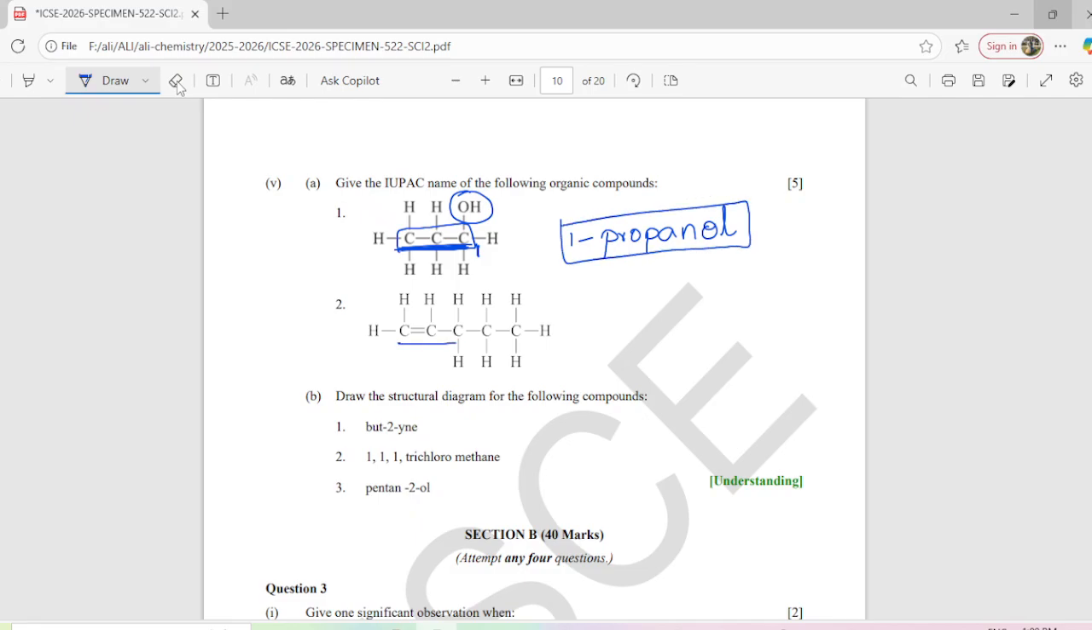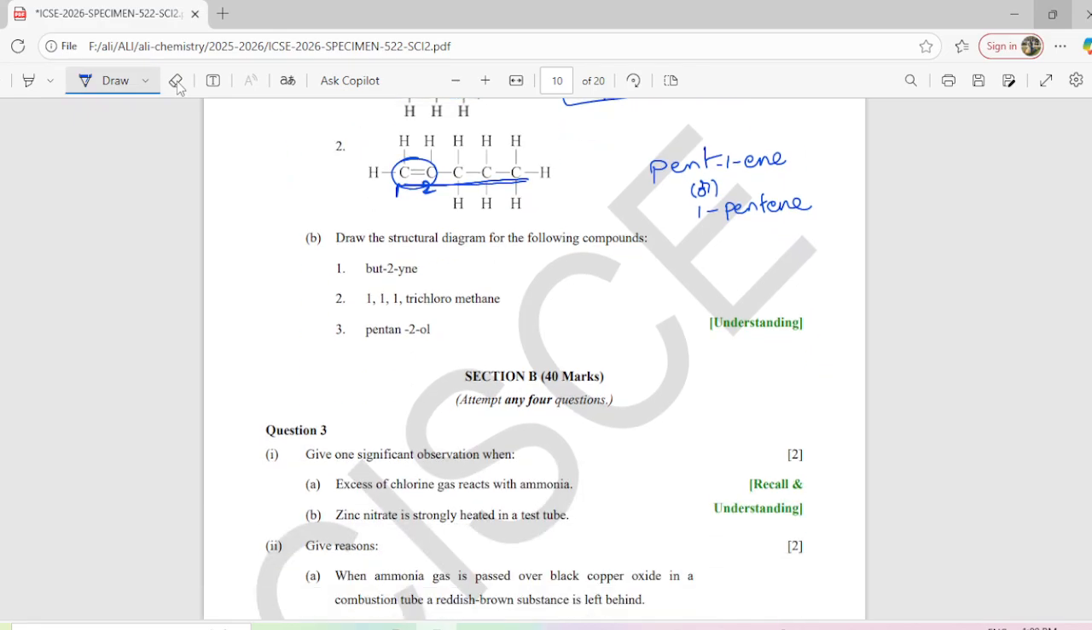Next, example 2, structure 2. In this you have 5 carbons. For 5 carbons you will be writing pent, and you can see there is a double bond. So it becomes ene, and this double bond is between first and second carbon. So it becomes pent-1-ene, or you can write it as 1-pentene. 1-pentene.